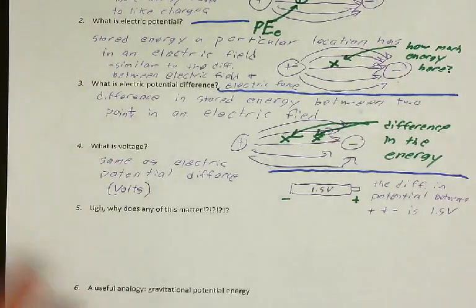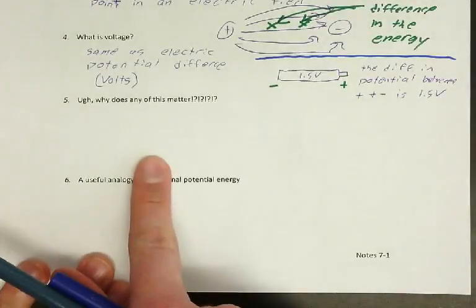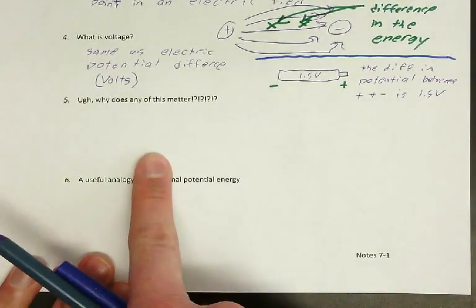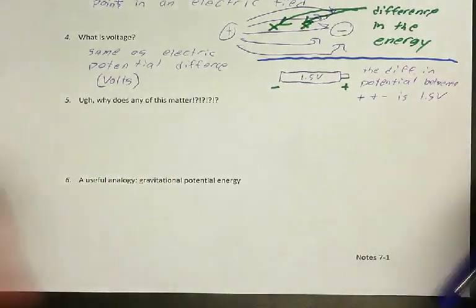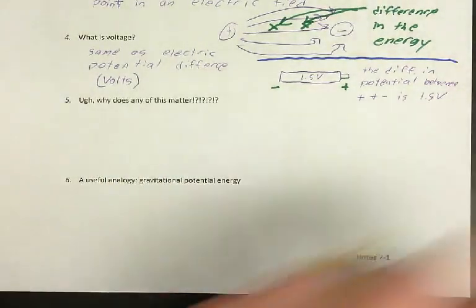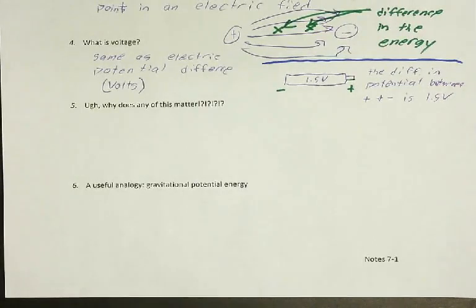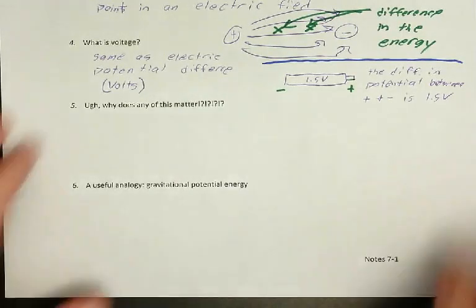So here's the real question. The real question is number 5. Ugh, why does any of this matter? So why am I going to all this trouble to explain all these things? Why go through all this stuff? So we need to know how much energy an electric field has. But we don't always know how much charge there is. But the charge doesn't really matter. We just need to know how much energy a field creates.